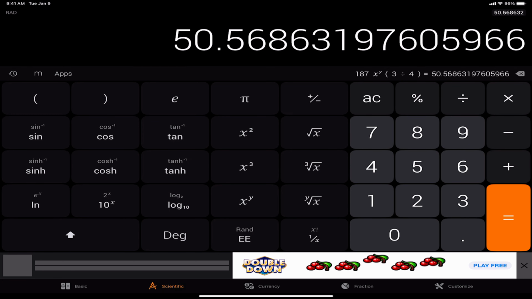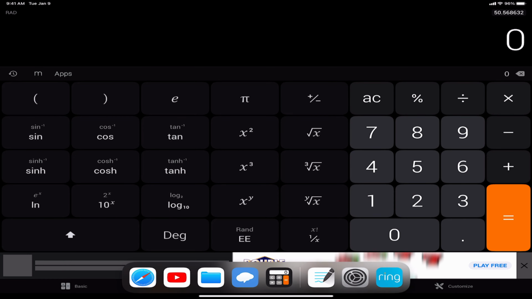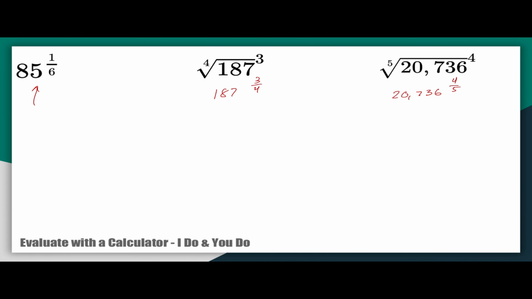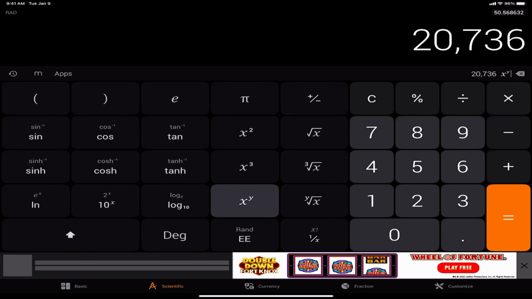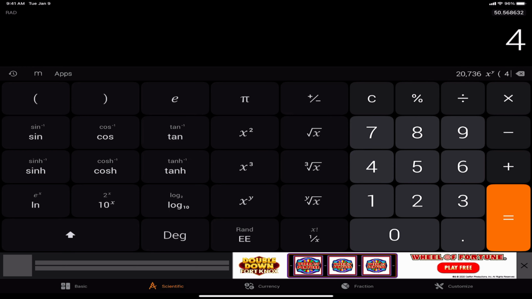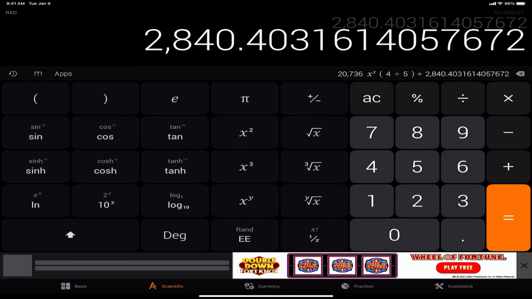Okay. Now, the next one is 20,736 to the power of 4 over 5. Give that one a try, and let's see what you get. Okay, so let's do it. 20,736 to the power of 4 over 5. And that's what you get, 2,840.40, or just 0.4.